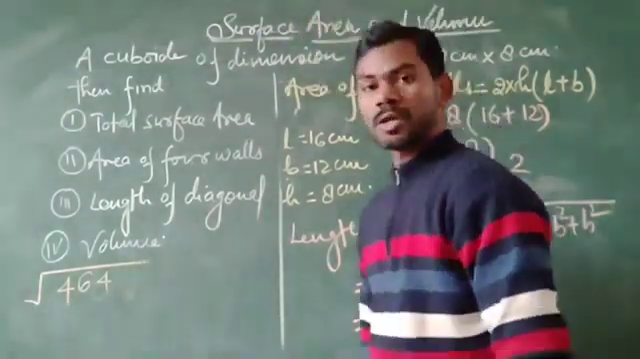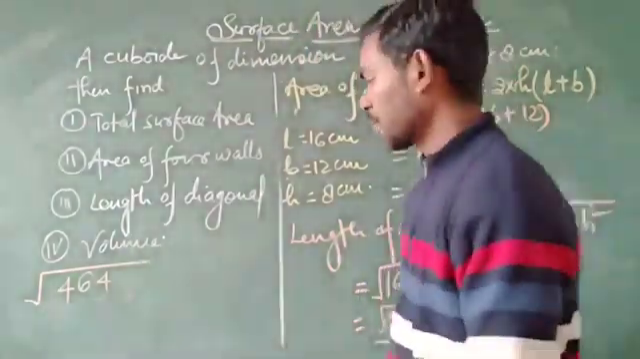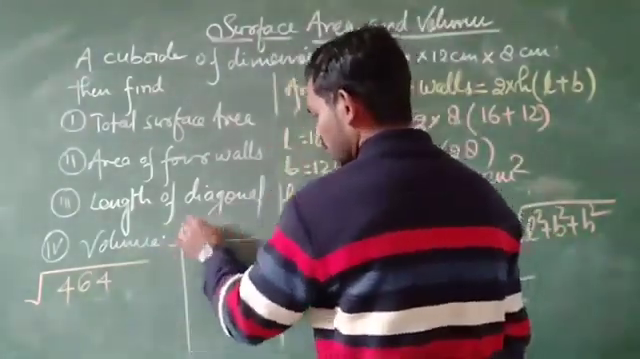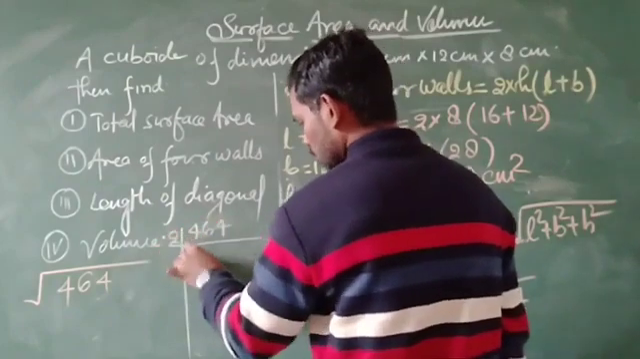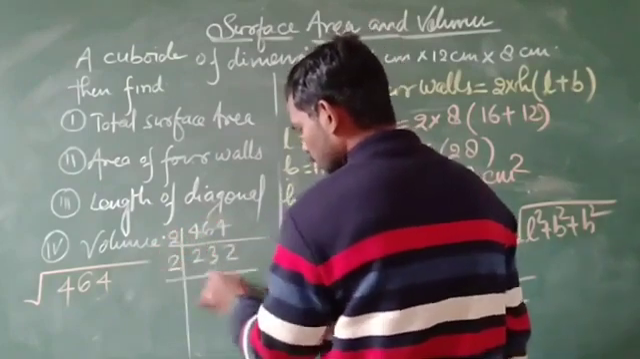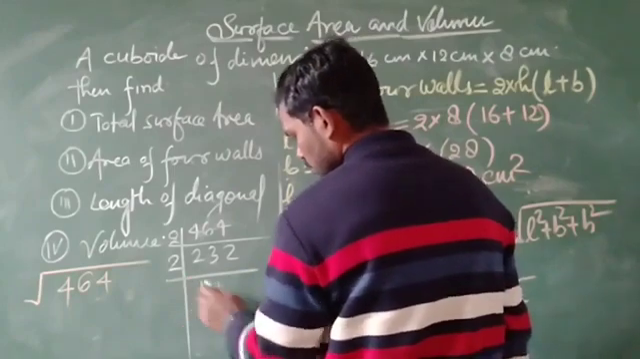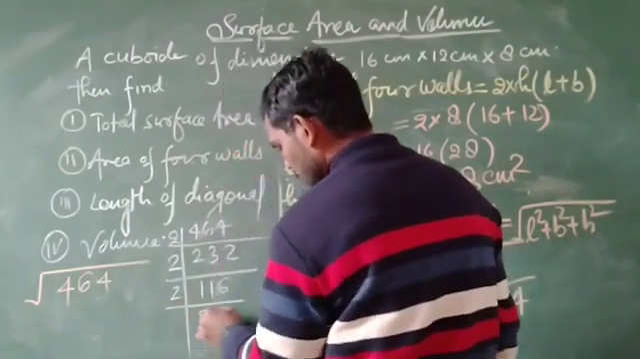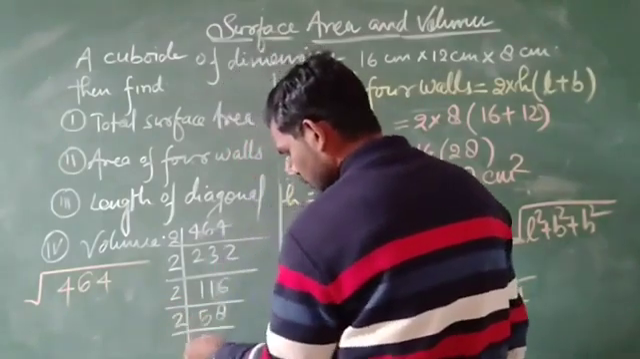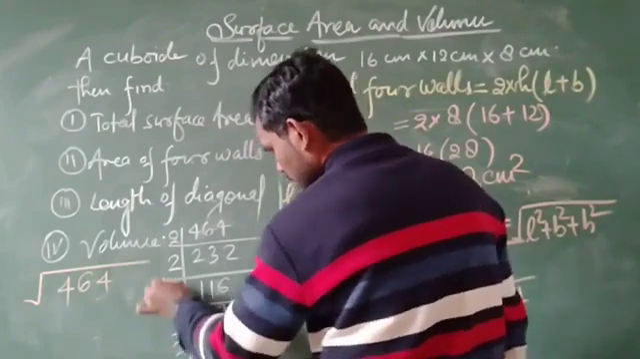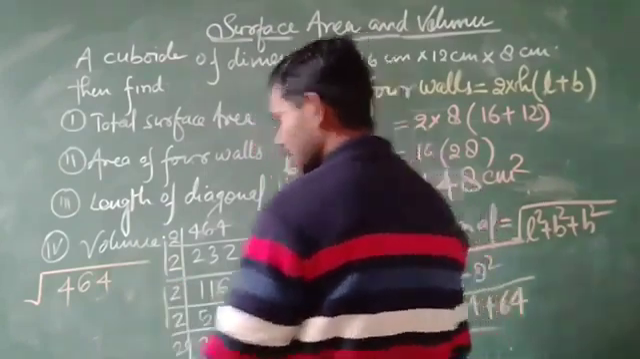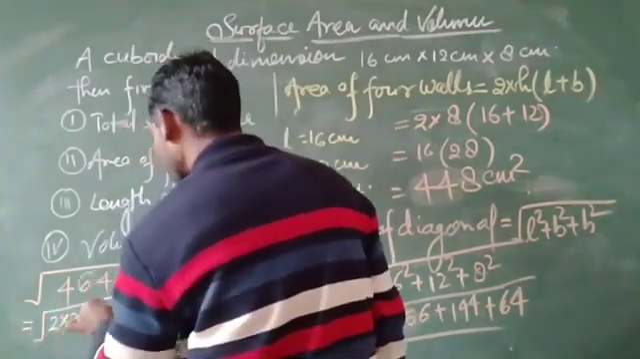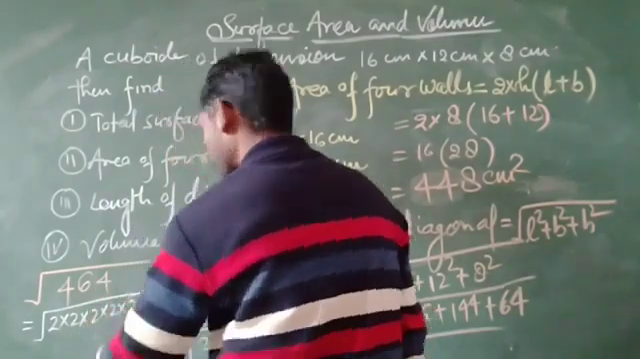In order to find the square root of 464, we have to prime factorize it. 464 divided by 2 is 232, divided by 2 is 116, divided by 2 is 58, and divided by 2 is 29. So we can write it as 2 into 2 into 2 into 2 into 29.